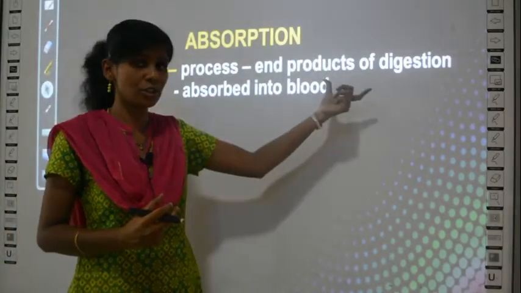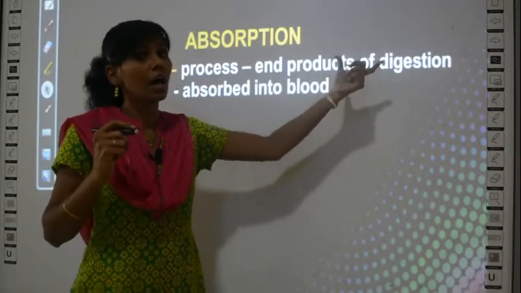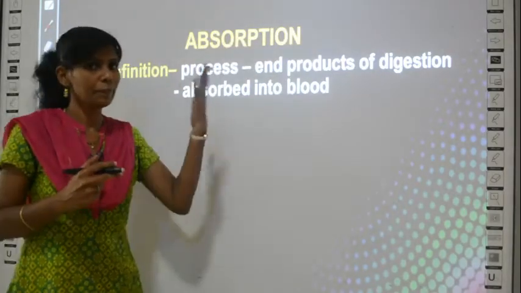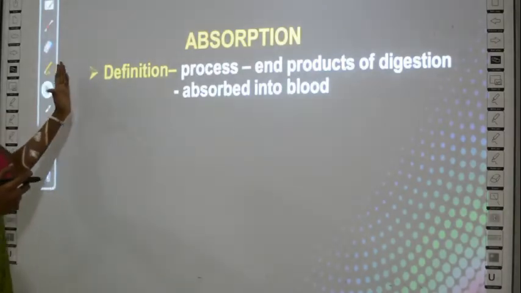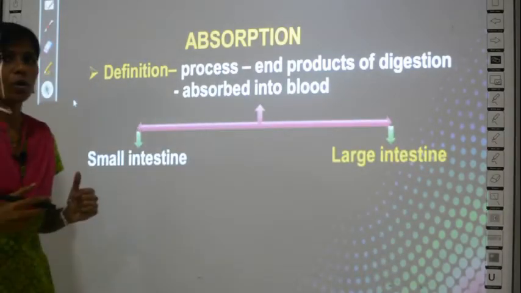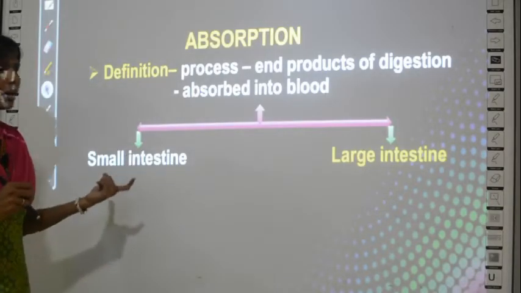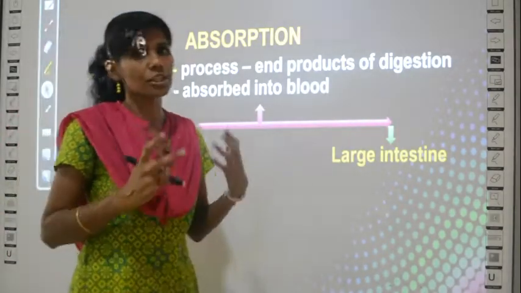The end products of digestion, what we have seen in the previous slide, are absorbed into the blood, and that process is called absorption. Okay. So where all does absorption take place? In your body, absorption takes place in two places. Number one is the small intestine, and number two is the large intestine.